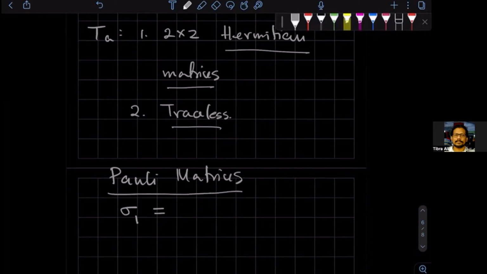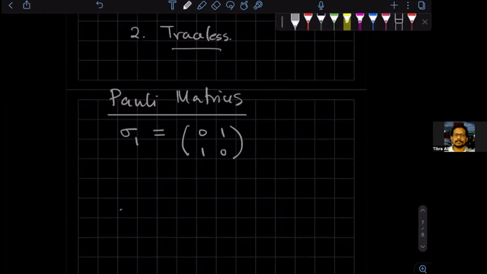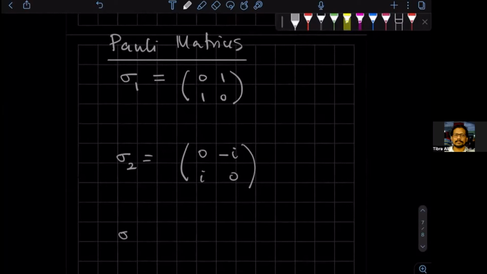Pauli introduced matrices to describe the spin of the electron in non-relativistic quantum mechanics. So sigma 1 is 0, 1, 1, 0, with 1s on the off diagonal. Sigma 2 is the imaginary unit, minus i and i on the off diagonal. And sigma 3 is 1 and minus 1 on the diagonal. Okay, so these are the famous Pauli matrices.